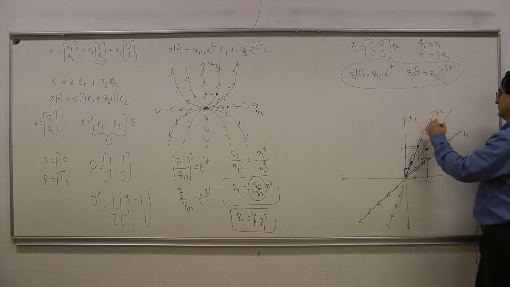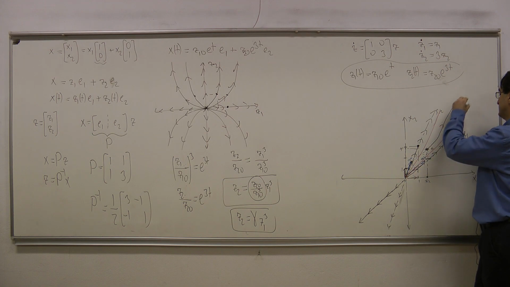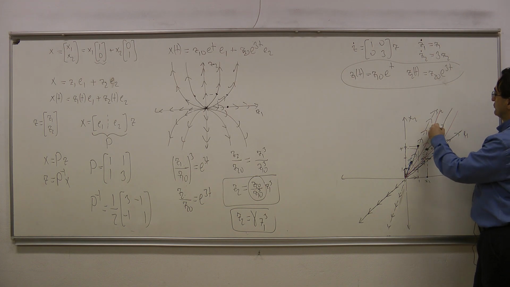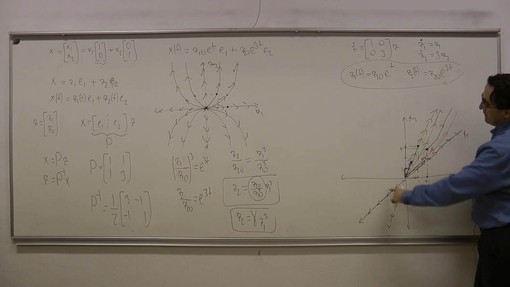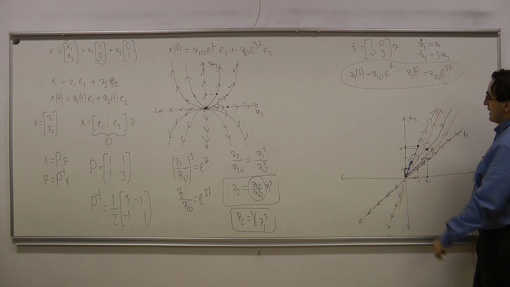And if you do that, you're going to see some trajectories like this. A trajectory given like this, another one given like this. And if you try to draw the trajectories, the trajectory lines would be looking like this here. And we already have drawn the trajectories on these eigen lines here.